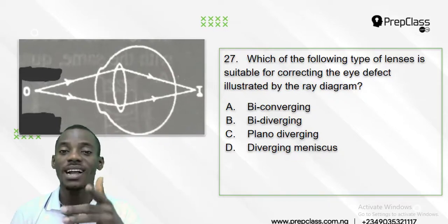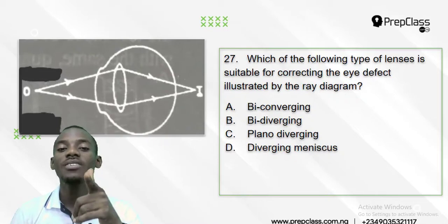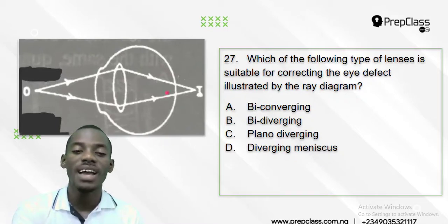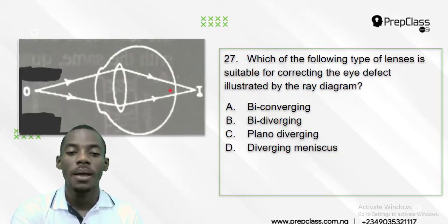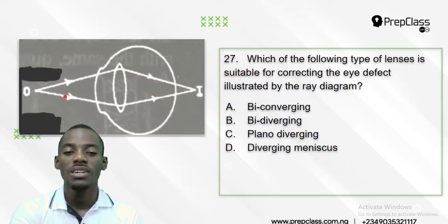People that are long-sighted can only see things that are far. The reason they can see far objects is that when it's far, the image is formed at the retina. But when it comes close, the image moves to the back of the retina, and therefore they can't see. So this is a long-sightedness case. And let's check it out now. How do we correct it?